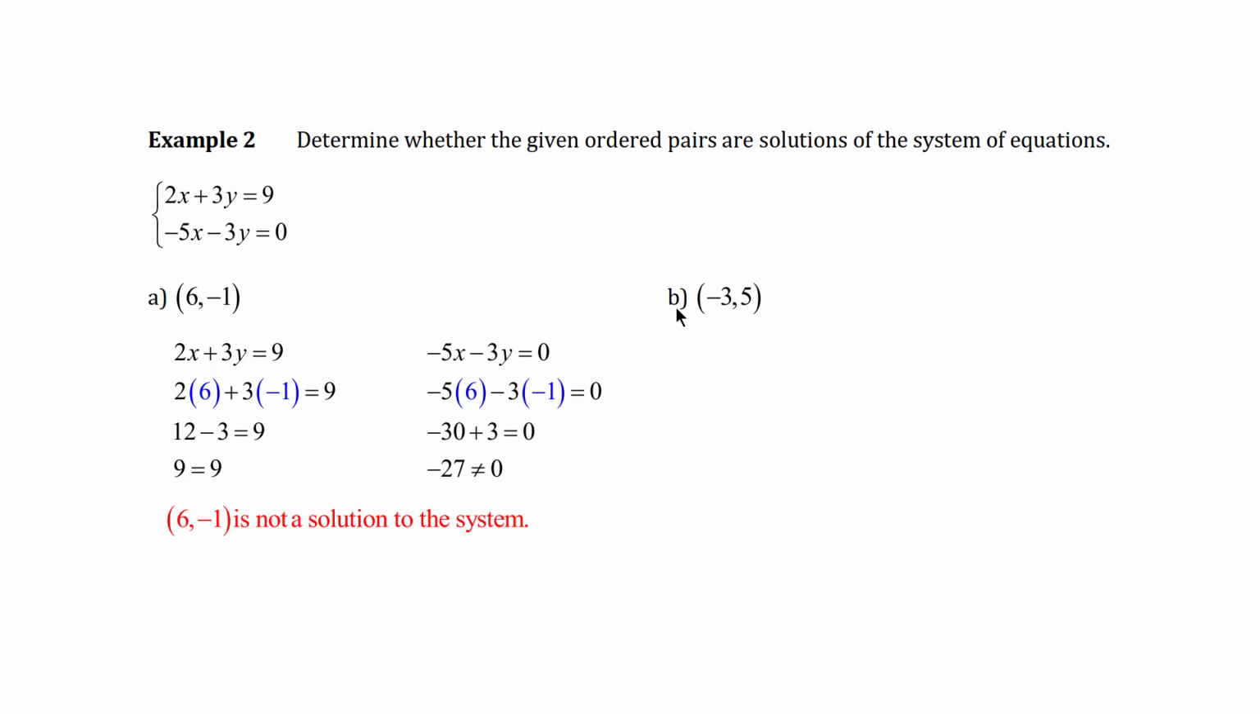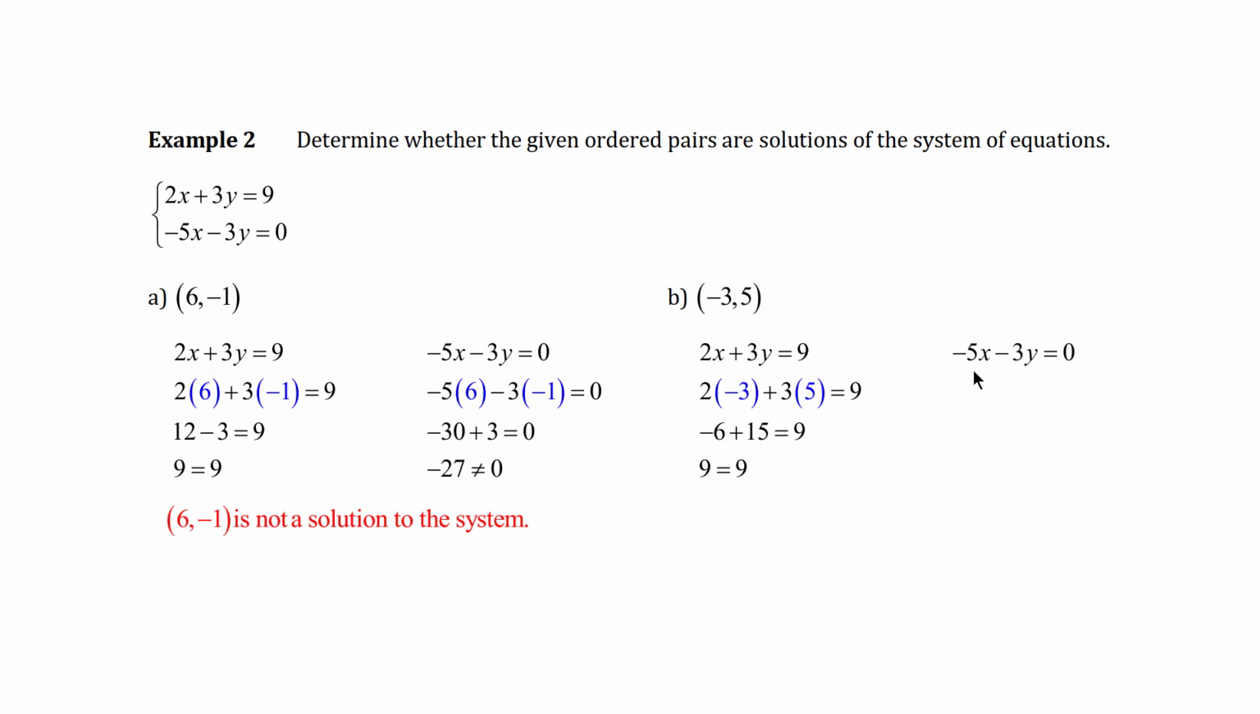Moving on to part B, we have the ordered pair negative 3, 5, and we just follow the same steps. So I'm going to substitute in negative 3 in for x and 5 for y into our first equation. We get 2 times negative 3 plus 3 times 5 equals 9. Simplifying this, we get negative 6 plus 15 equals 9. Simplifying further, we get 9 equals 9. This is true, so we move on to the second equation.